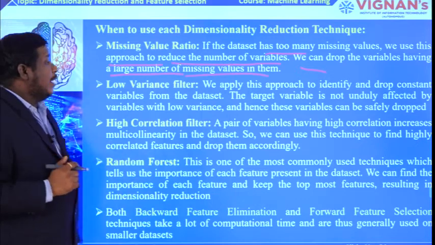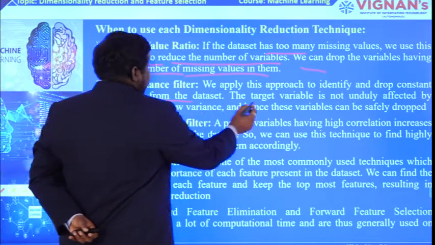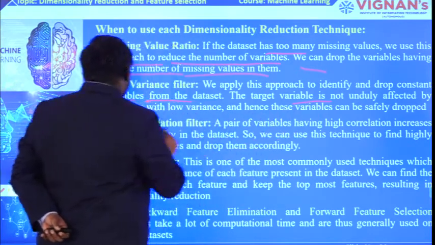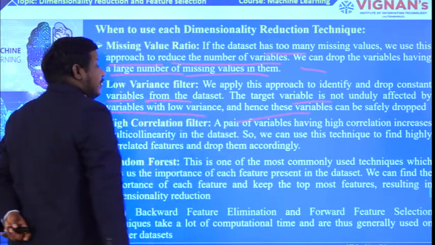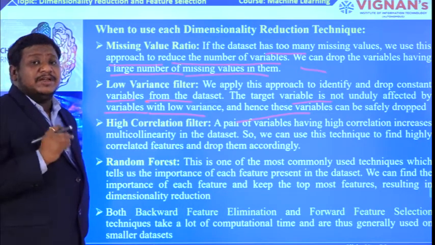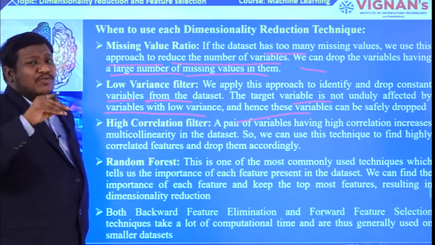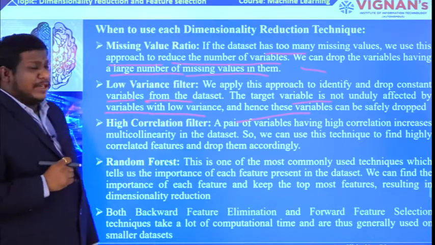Low variance filter: we apply this approach to identify and drop constant variables from the data set. The target variable is not unduly affected by variables with low variance, and hence these variables can be safely dropped. So, the variables having the lowest variance will be identified and those will be removed from the data set. In that way, we are reducing the dimension, that is the low variance filter.